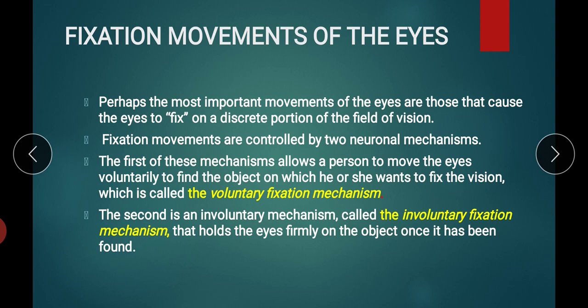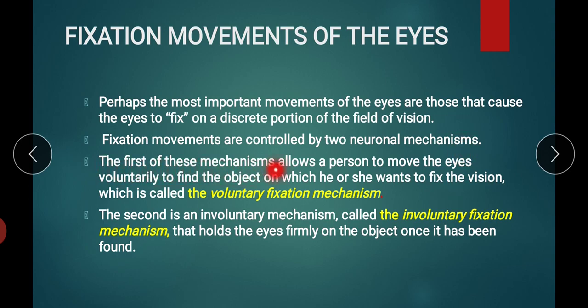In all this field of vision, certain things are of our interest, so we want to focus on that object or that image. Okay, so that image of interest or object of interest is focused by the movements of the eye, and that is one of the important functions. Okay, the fixation movements are controlled by two neural mechanisms that we had just discussed.